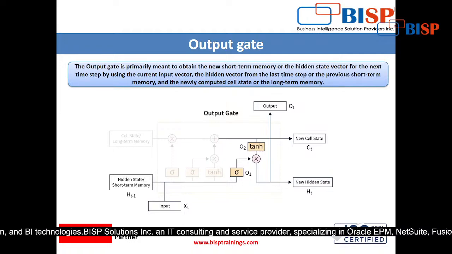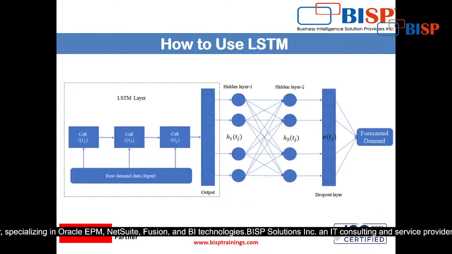Now see here, this output gate decides which information is to be sent to the new short term memory, right? There are some memory cells which are also called short term memory cells, in which the information is kept for temporary purposes, right? Now here, how to use LSTM?